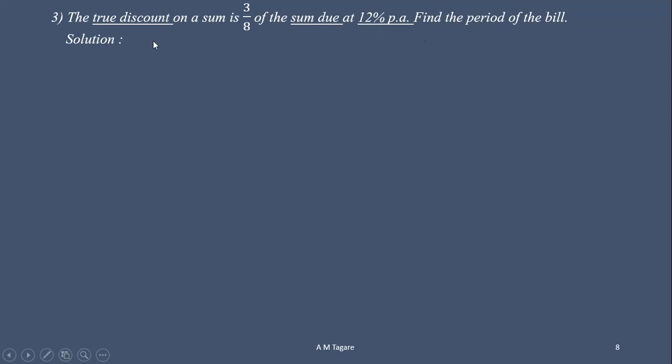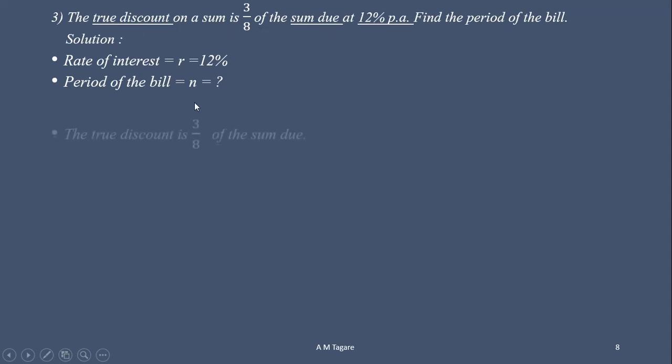So let us list given thing. Rate of interest R is equal to 12%. We want to find period of the bill, and the thing which is given, it is this sentence, the true discount on a sum is 3/8 of sum due. So we make use of this. The true discount is 3/8 of the sum due. Now we convert this sentence into an equation. True discount TD is equal to 3/8 of sum due.